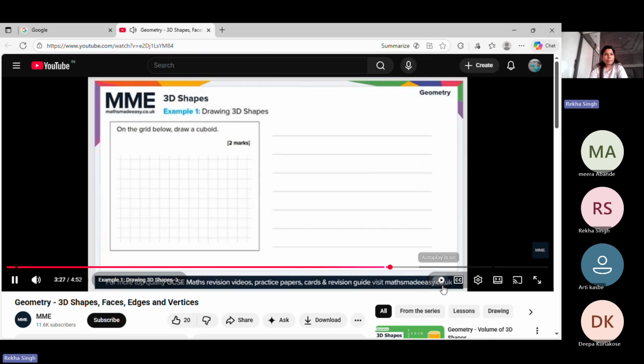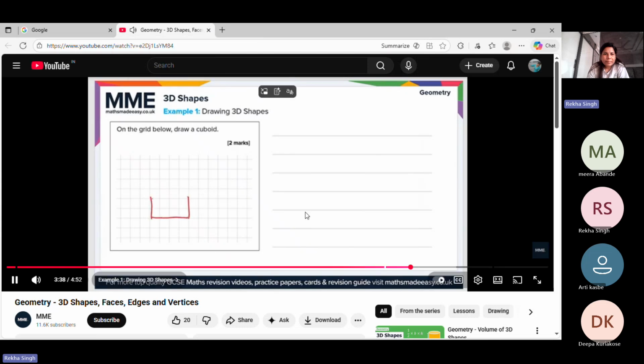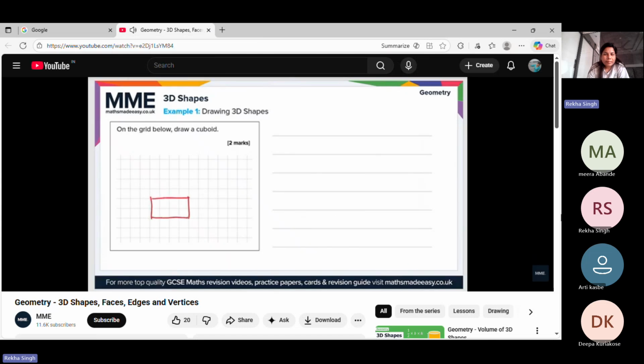So let's have a look at an example. So in this example, we're asked to draw a cuboid. So a cuboid can be any rectangle sort of stretched into 3 dimensions. So I'll just draw this rectangle here.